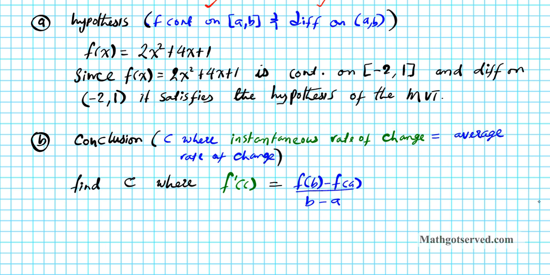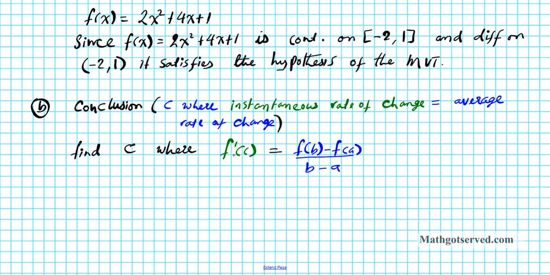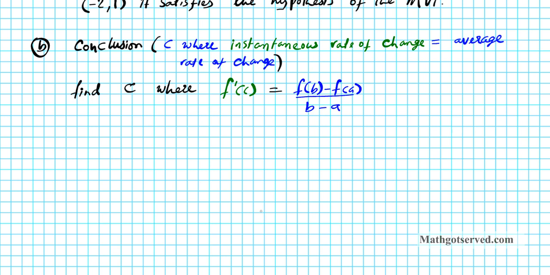Alright, so let's break this up into two parts. We're going to first of all find f prime of C, and then next we'll find f of B minus f of A divided by B minus A, and then we'll set both of them equal to each other. Okay? Alright, so let's find f prime of C. F prime of C is basically the instantaneous rate of change. Okay, so how on earth do we do that? Let's recall our function. Our function is f of x equals 2x squared plus 4x plus 1. So to find f prime of C, we have to differentiate this function first, find f prime of x, and then evaluate it at C.